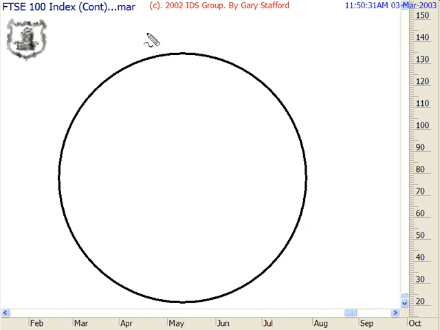So what we've got here is a circle, and as we all know, the circle is divided into 360 degrees. And if we have the centre of our circle, which we'll say is here.